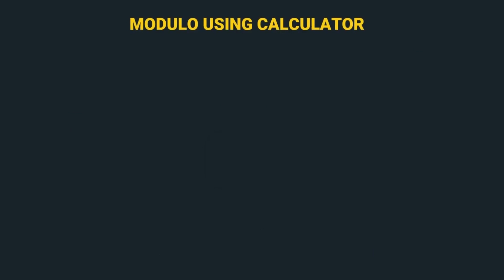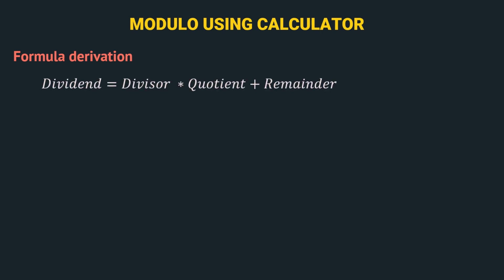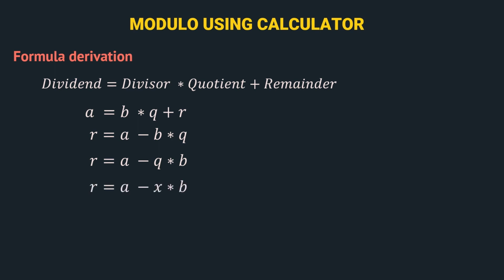So let's derive the formula that is needed to find the remainder. In school we learned the basic formula for division operation, that is dividend is equal to divisor into quotient plus remainder. Let's use the notation that we have used in the previous slide. So here A is equal to B into Q plus R. Let's take R on the LHS. So we have R is equal to A minus B into Q. Now let's shuffle B and Q. So the equation is R is equal to A minus Q into B. And now finally we have R is equal to A minus X into B, where X is equal to floor of A divided by B.